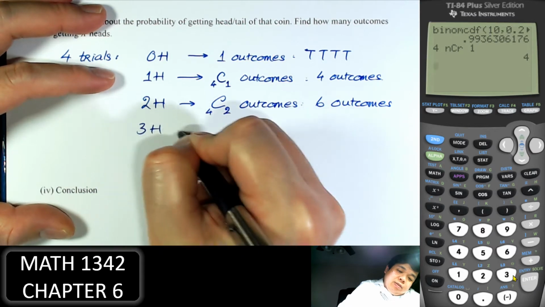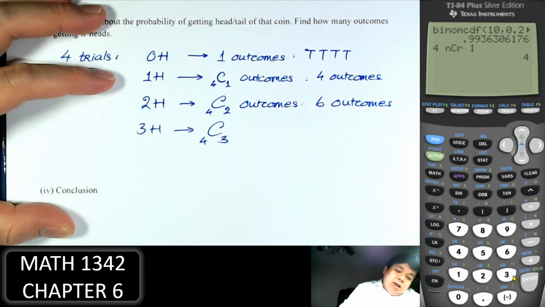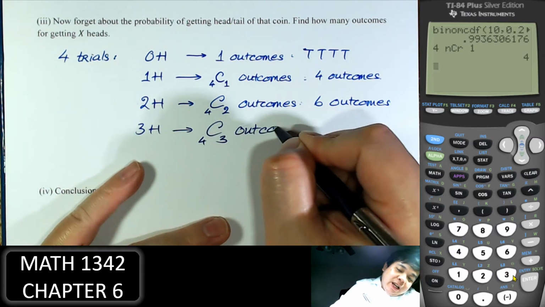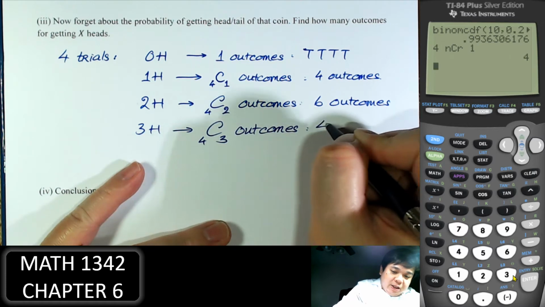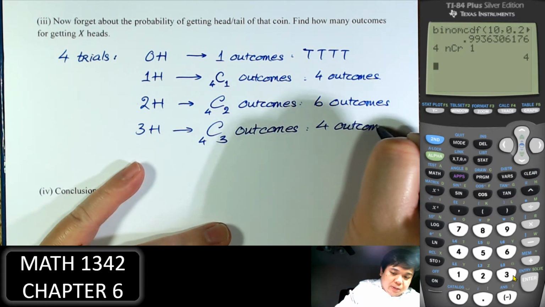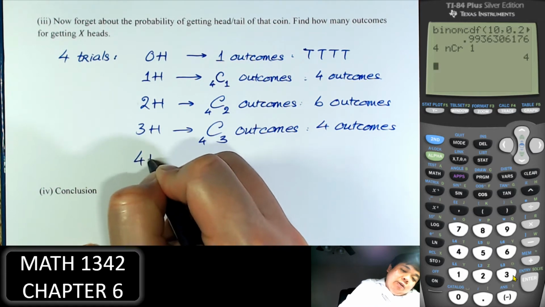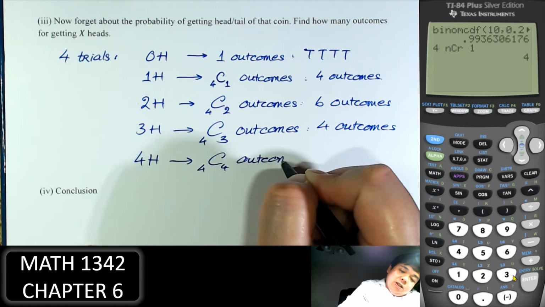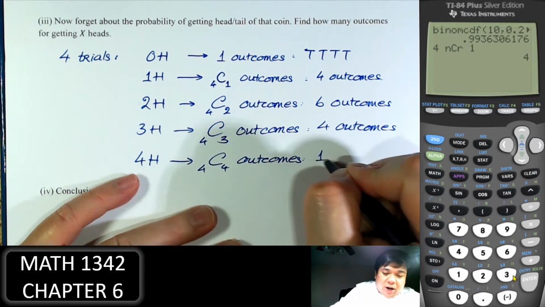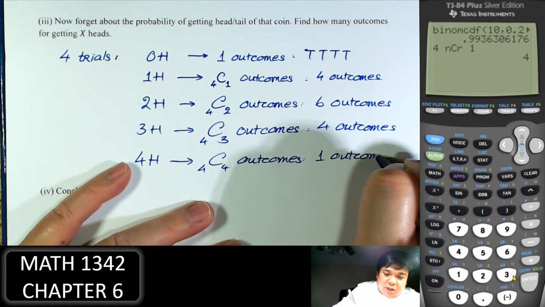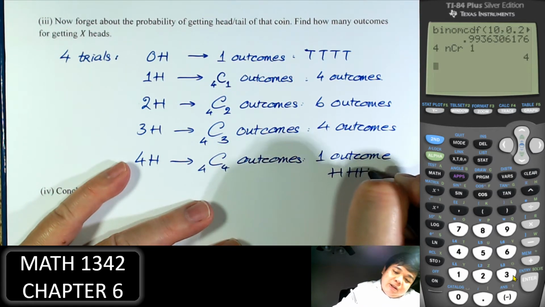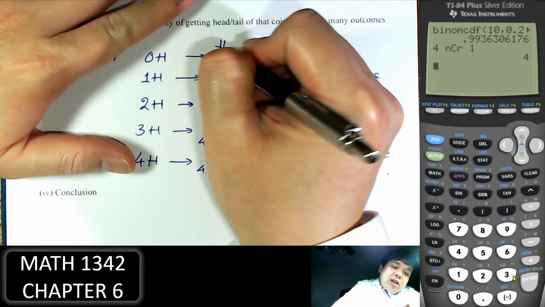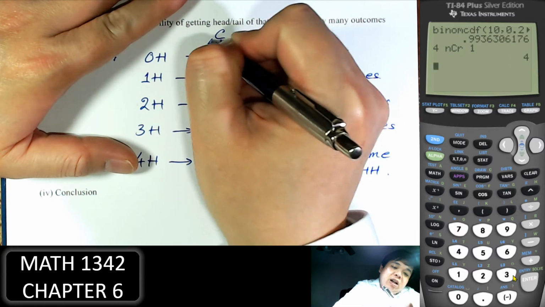And 3 hats will be 4. Pick 3 out of 4 to be hat, and that will be 4 outcomes. And if we have all hats, we have to pick all 4 of them to be hats, and that will be 1 outcome only. And 0 hat will be 1 outcome, so we can also write this as C, pick none out of 4.